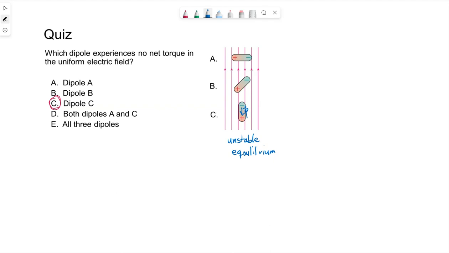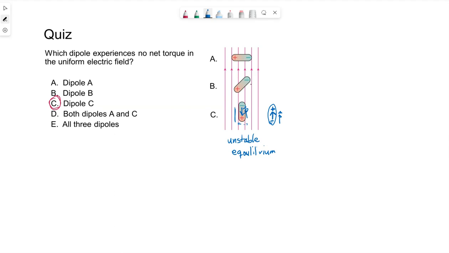What that means is if anything were to knock this to the side, even just barely either side, it would twist all the way around, because the lowest energy value, the ideal alignment, is to have the dipole moment lined up with E. But because they're perfectly aligned right here, C is not going to rotate, so it has no net torque.